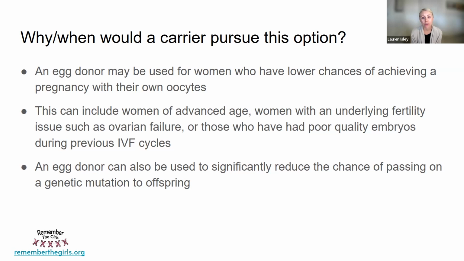It could also include women who have underlying fertility issues such as ovarian failure, or those who have had poorer quality embryos after they've undergone previous IVF cycles using their own eggs. An egg donor can also be used to significantly reduce the chance of passing on a genetic mutation or variant to their offspring.